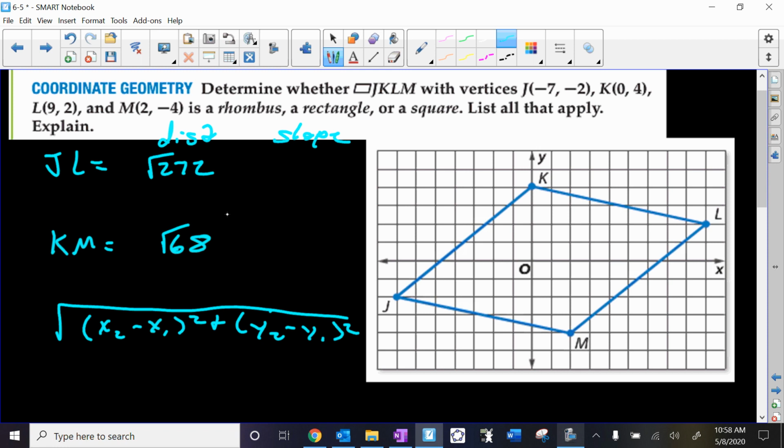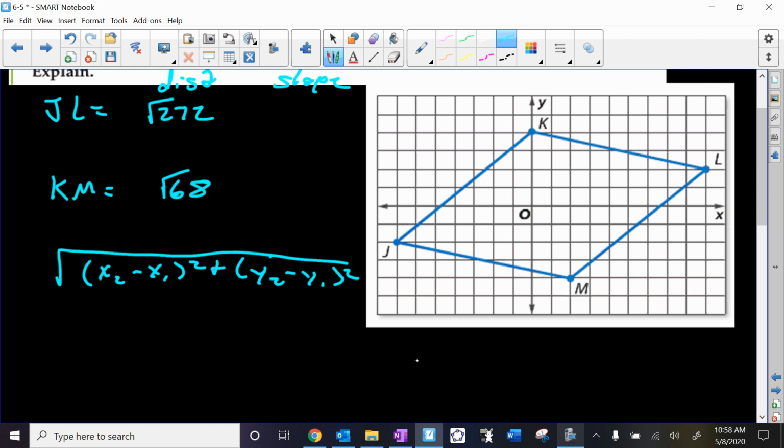Notice how your distances are different, which means then that we can throw out a couple options. We can throw out the idea of a rectangle because the distances aren't equal. And we can throw out the idea of a square because if it's not a rectangle, it's not a square. Which means then that we're trying to show that this is a rhombus.